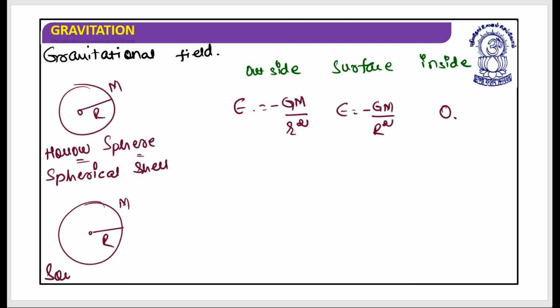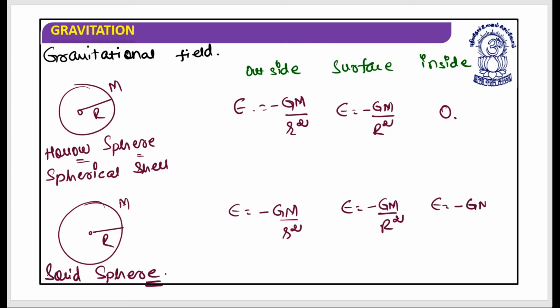This is a solid sphere having radius r and mass m. When you are talking about the outside, this is going to be written as E is equal to minus GM by r square. On the surface, E is equal to minus GM by r square. And when we are talking about the inside, E is equal to minus GMr divided by R cube.